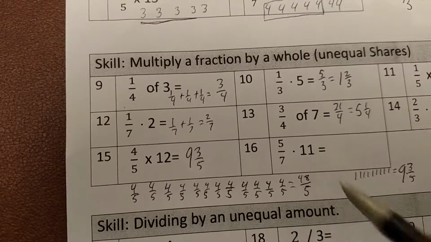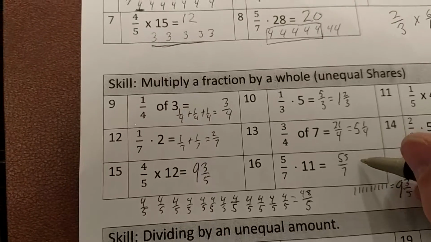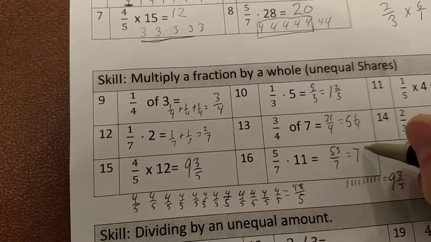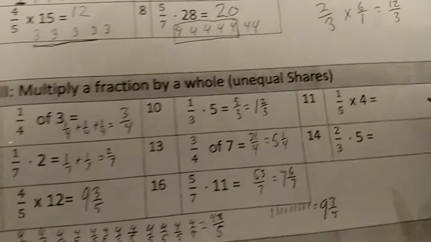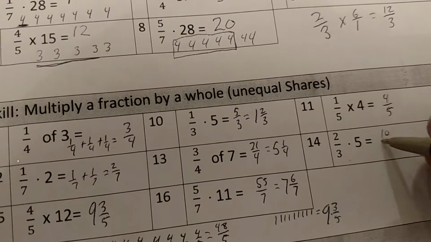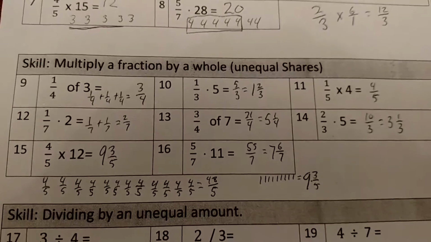5/7 11 times would be 55/7. A better answer for that would be 7 6/7. That's kind of a tough one. 1/5 4 times is going to be 4/5. 2/3 5 times is going to be 10/3, or a better answer would be 3 1/3. So hopefully that helps you with that section.